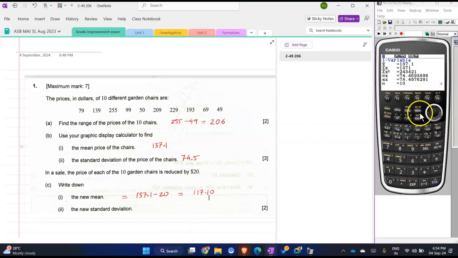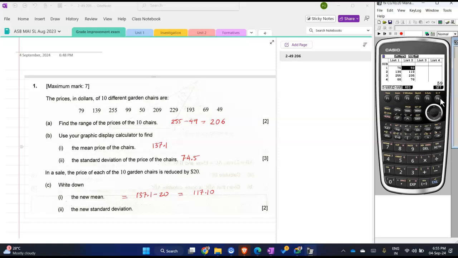Now I'll tell you one more thing. Highlight List 2, then press Shift, List 1, then List 1 minus 20. It's like your Excel. It gives you all the values.